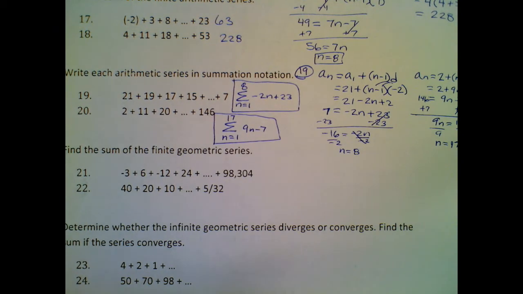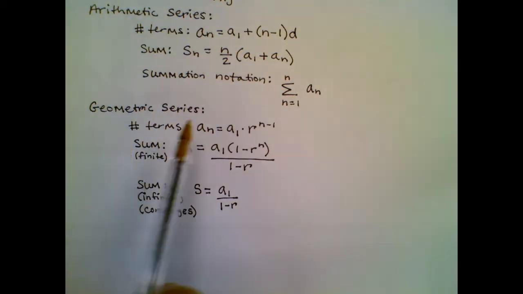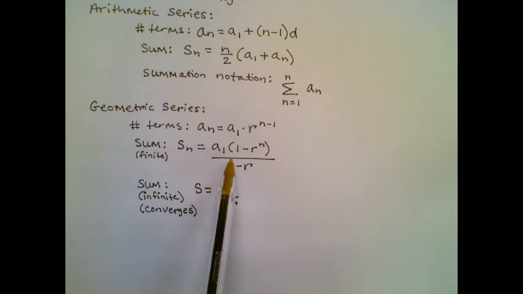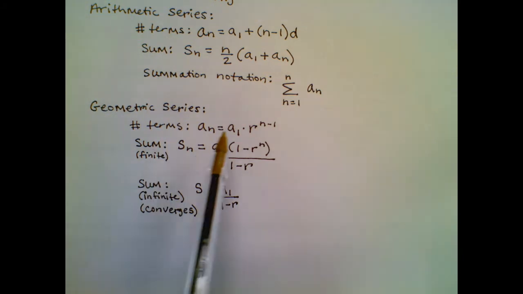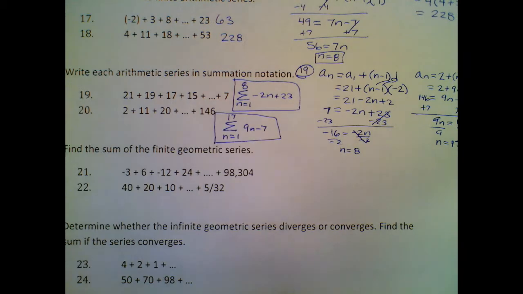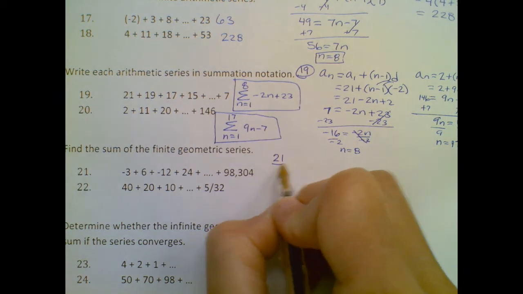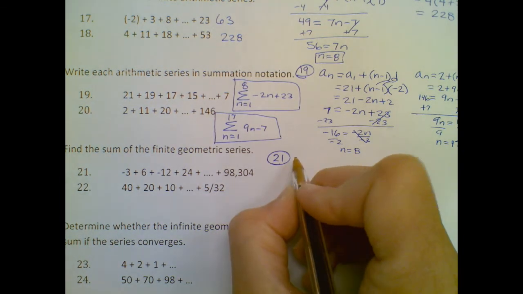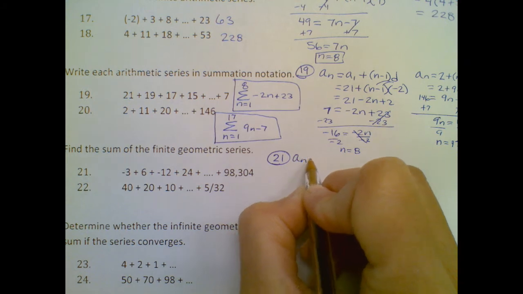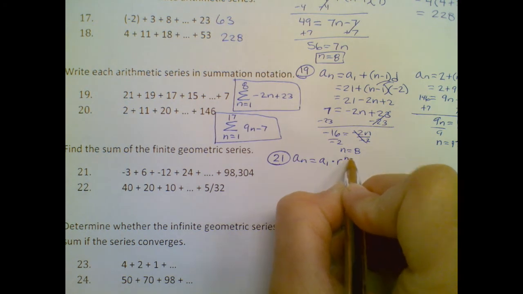Alrighty, for 21, it says find the sum of the finite geometric series. So if we're going to go to our geometric series, it's finite, so we're going to use this sum equation. Don't use this bottom one, that's when we get to infinite ones. And then if we don't know the number of terms, we're going to have to use this first one. So for number 21, we don't know the number of terms, so we're going to use this equation. So I'll write that down.